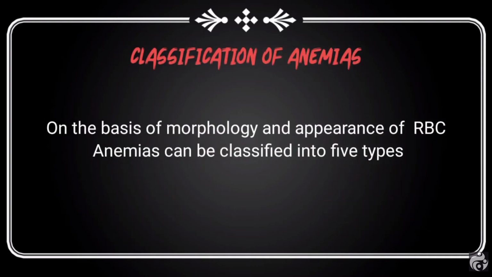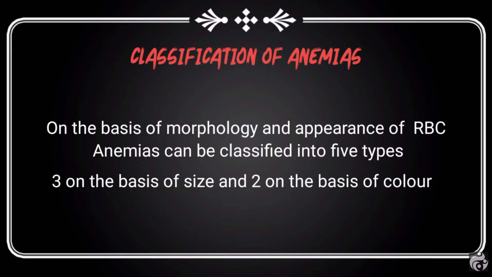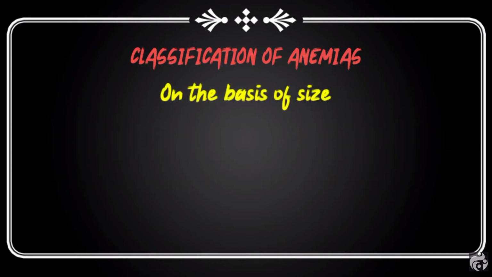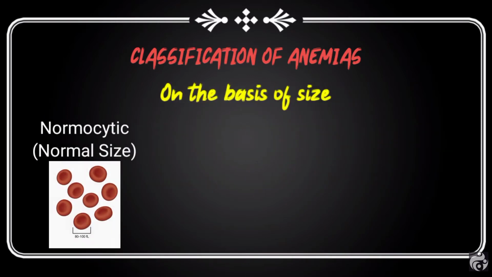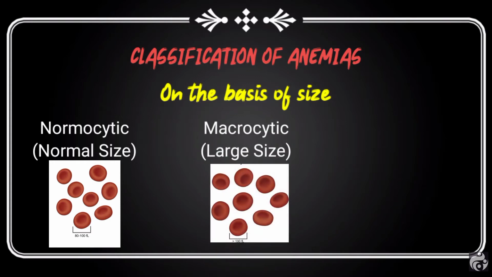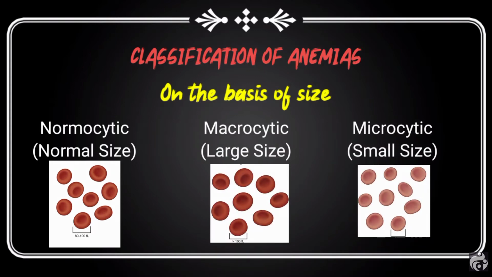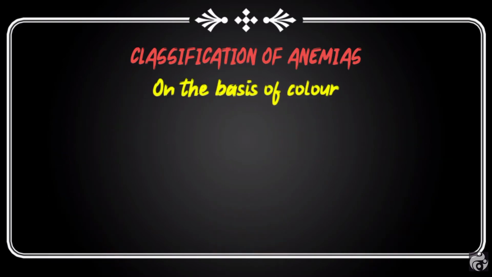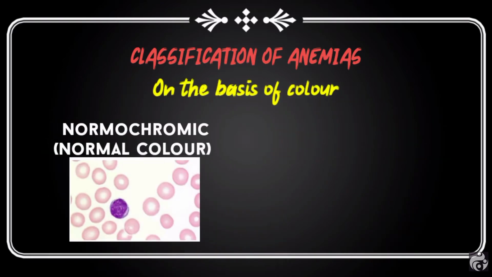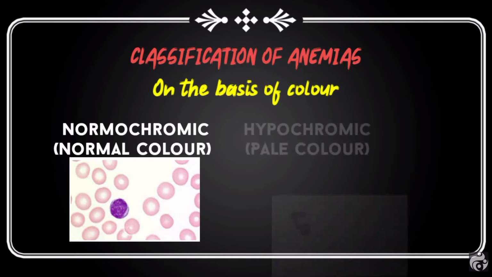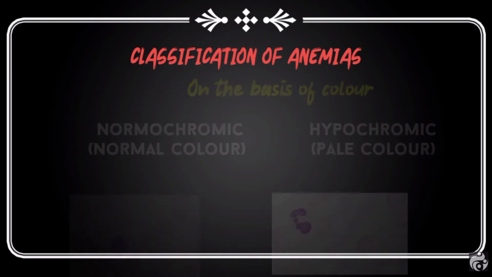On the basis of morphology and appearance of the red blood cells, anemias can be classified into 5 types, 3 on the basis of size and 2 on the basis of color. On the basis of size: normocytic, that is normal size, macrocytic, large size, and microcytic, that is small size. And on the basis of color: normochromic, that is normal color, or hypochromic, that is pale color.